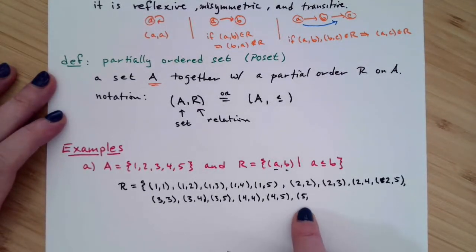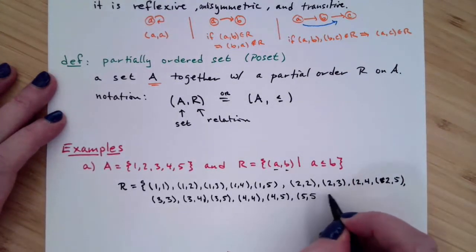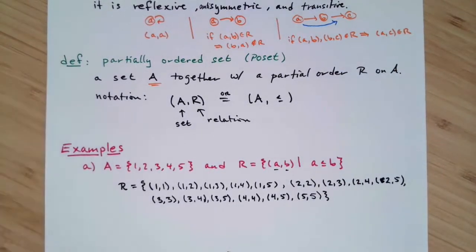And notice as we keep increasing through our elements of A, we get fewer ordered pairs each time. And when we get all the way up here to our ordered pairs that start with 5, there's only one element in A that's equal to 5 or bigger, namely 5 itself. So that gives us all of the ordered pairs in this particular relation.